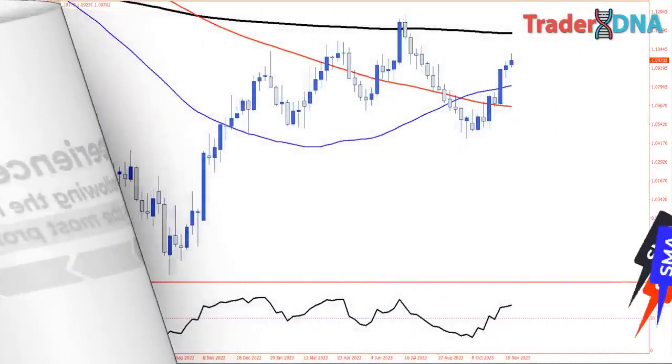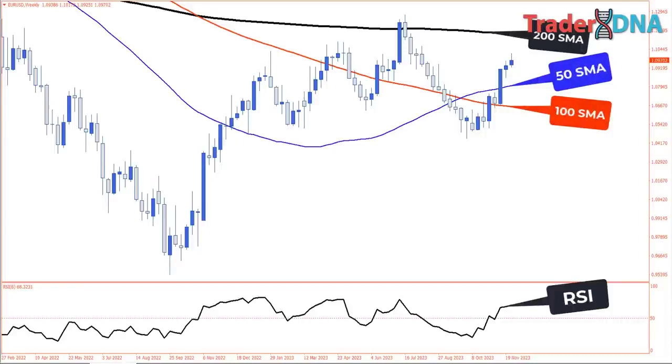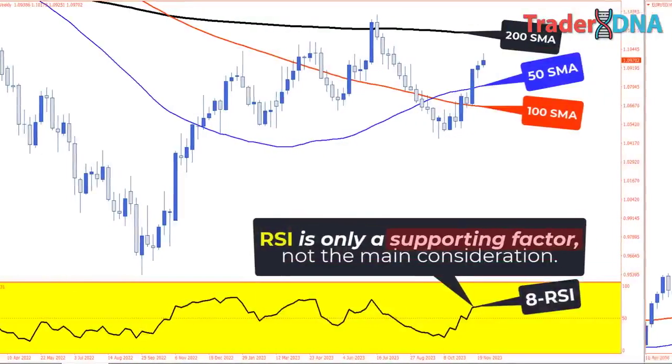The indicators we use in this strategy are simple moving average, or SMA, and RSI. The best SMA combination for order blocks is the 200-period SMA, 100-period SMA, and 50-period SMA. These settings are widely used among big traders, automatically making our analysis of order blocks more effective. As for RSI, we use the 8-period RSI because it's moderate and can read market trends and momentum more accurately compared to other RSI settings. However, in this strategy, RSI is only a supporting factor, not the main consideration.